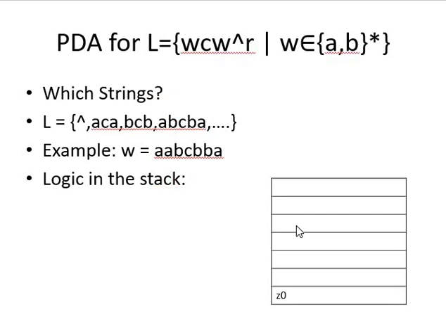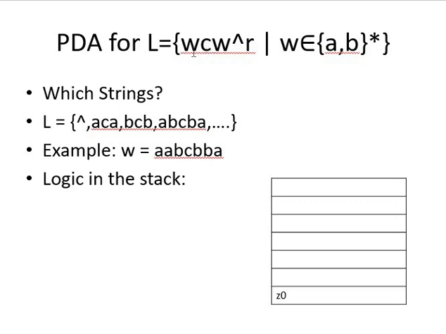Now we want to construct a pushdown automaton for the language W C W^R, where W belongs to (a,b)*. So basically, which kind of strings does this language contain? It contains strings like null, where W^R is the reverse of W. So this language contains null, aca, bcb, abcba. So basically C is a special symbol.